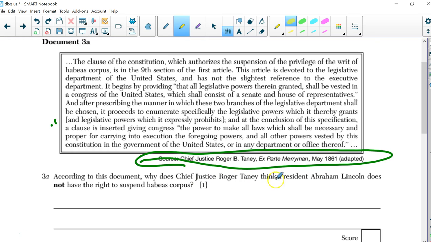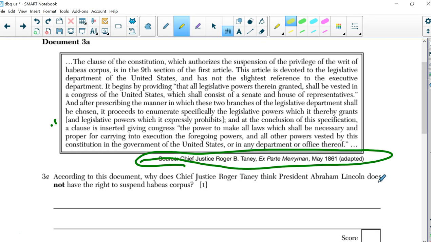Why does Chief Justice Roger Taney think that Abraham Lincoln does not have the right to suspend habeas corpus? Okay, so it says, the clause of the Constitution which authorizes the suspension of the privilege of the writ of habeas corpus is in the 9th section of the first article. This article is devoted to the legislative department of the United States. Think about it. Hopefully you know your branches of government. The president is the executive branch, right? So legislative is separate. So what he's saying is the legislative branch should be handling this, right? And has not the slightest reference to the executive department.